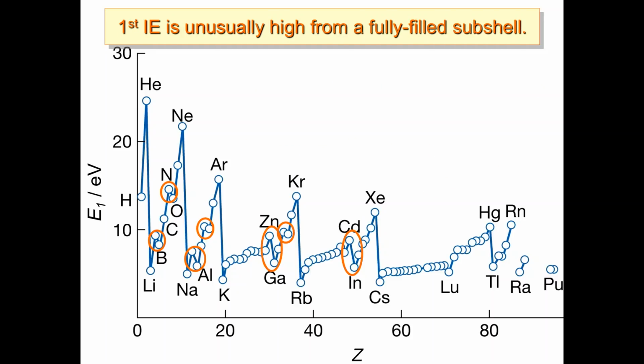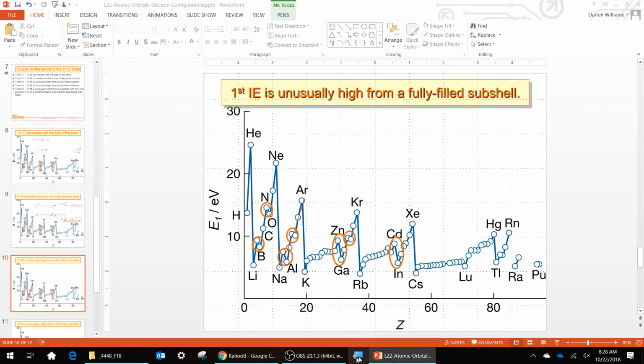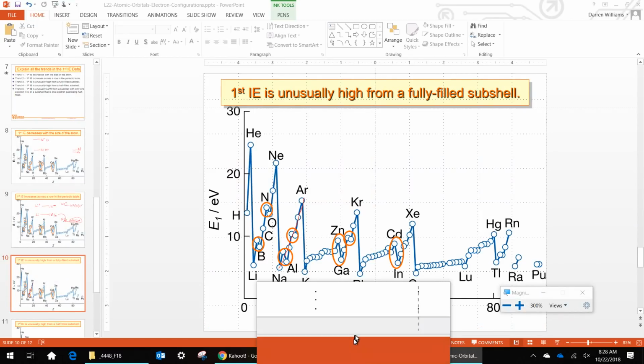Fully filled subshell. When I say unusually high, let's look at this row here, sodium through argon. If I were to just draw a line straight up through here, and the trend, I know it's kind of hard to see, let me see if I can do the zoom lens here. Okay, that's going to work.